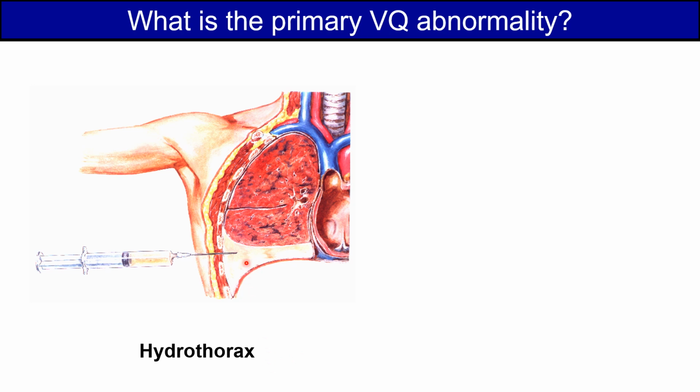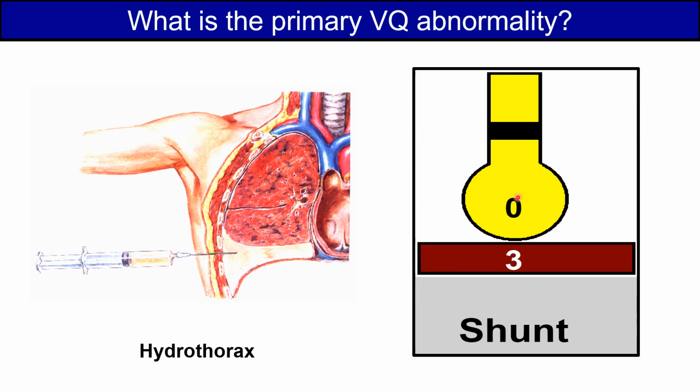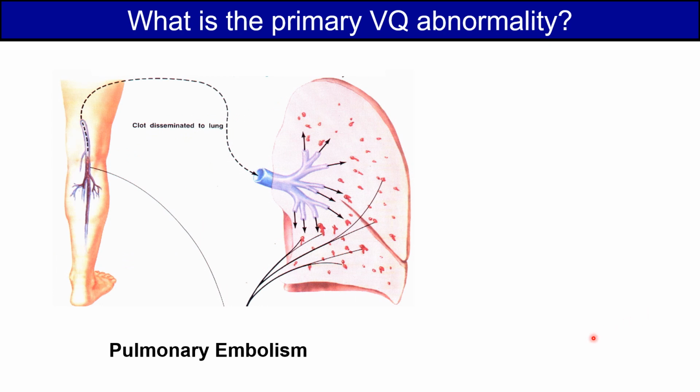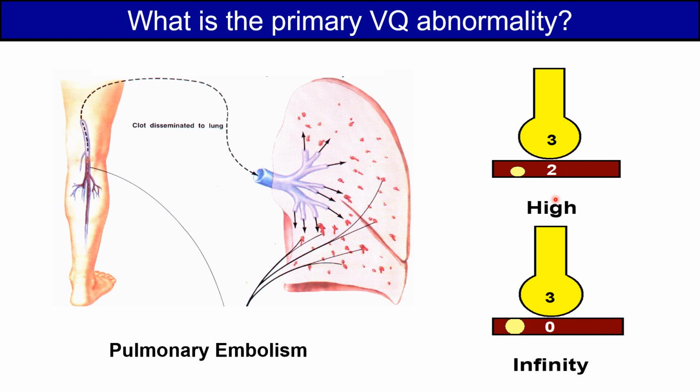How about in hydrothorax? What is the primary V/Q relationship? This pleural fluid is going to compress on the alveoli. It's going to cause collapse of the alveoli, and therefore the ventilation will be zero, and you have a shunt V/Q relationship. How about pulmonary embolism? The blood clot will go to the pulmonary blood vessels, diminishing the perfusion, or in some extreme cases, causing it to be zero, and therefore it gives rise either to a high V/Q relationship or a V/Q of infinity.